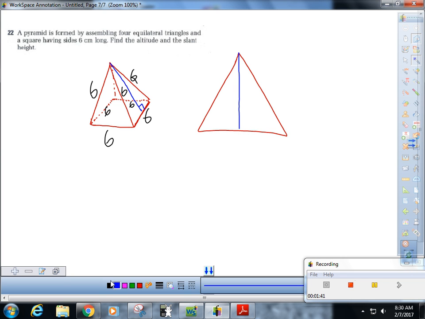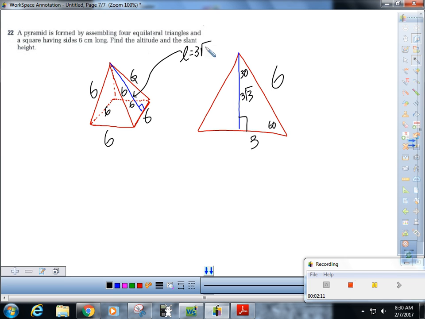So hopefully you recognize this as a special right triangle. You got 6 here, you got 3 here, this is 60, this 60 has been cut in half. So how do I get from the short leg to the long leg? Excellent. You do multiply by radical 3. So the slant height equals 3 radical 3.